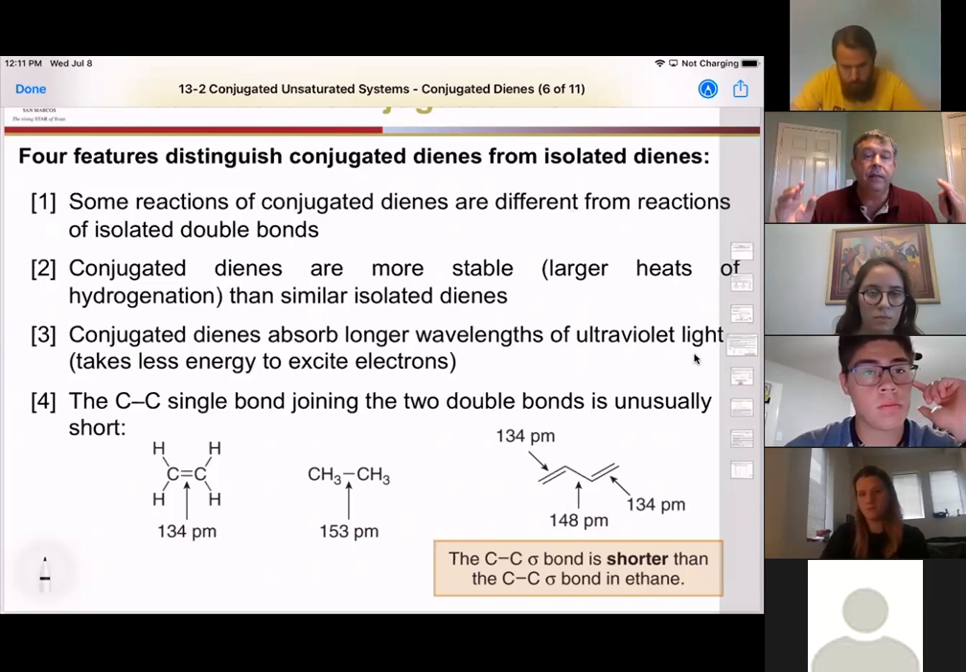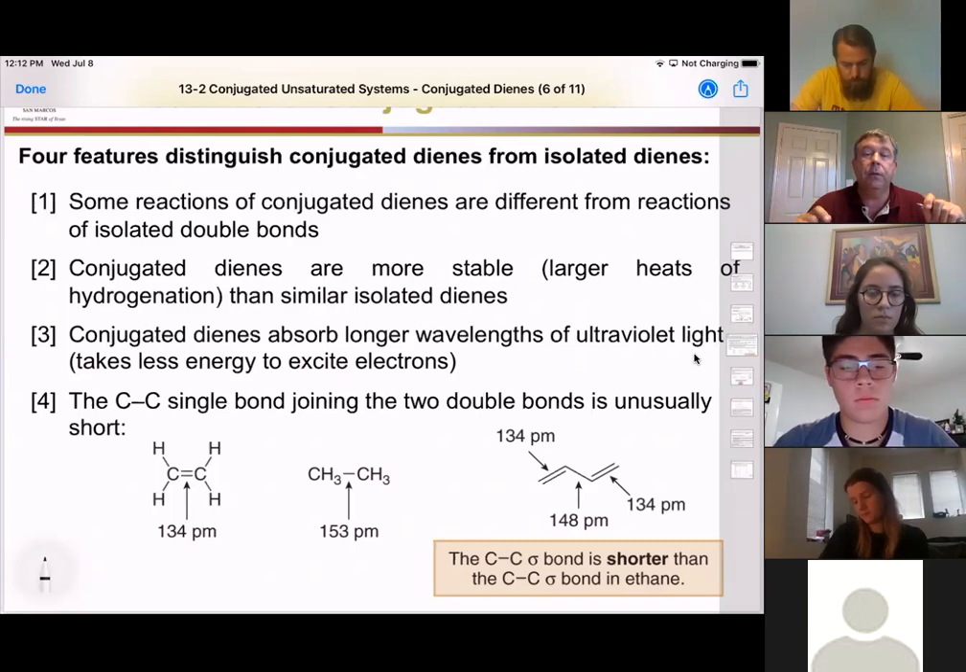So the conjugated dienes also absorb longer wavelengths of ultraviolet light, meaning the longer the wavelength gets, the lower in energy it is. And I'll talk about that excitation of those electrons in just a little bit.